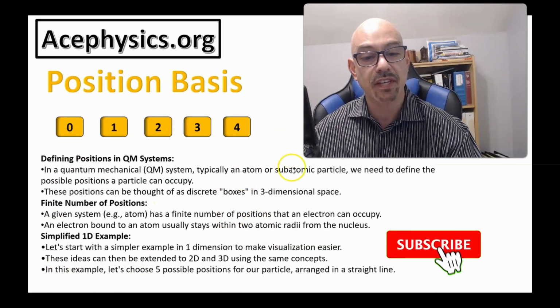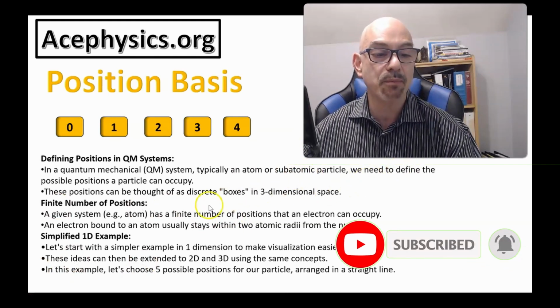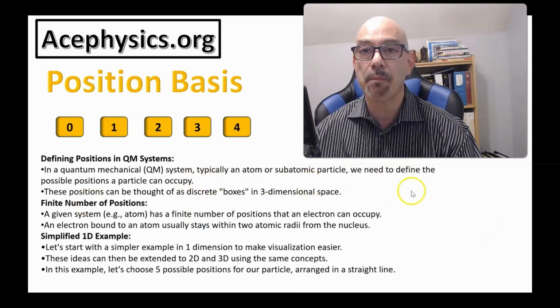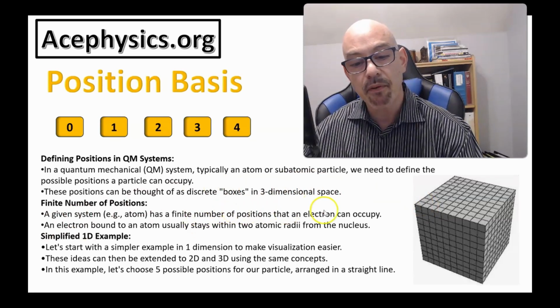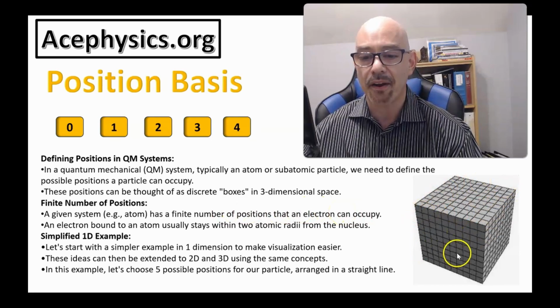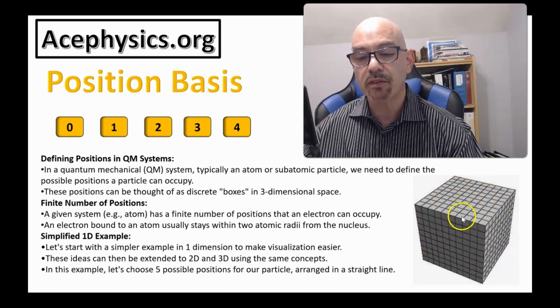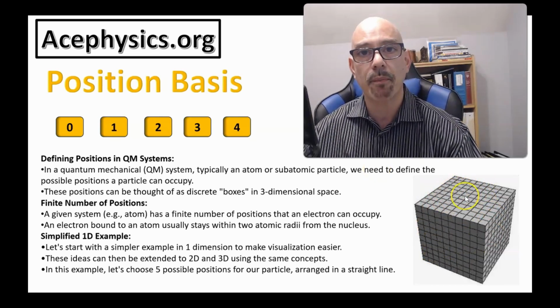In a quantum mechanical system, typically an atom or subatomic particle, one needs to define the possible positions a particle can occupy. These positions can be thought of as discrete boxes in three-dimensional space. A given system has a finite number of positions that an electron can occupy. So for example, let's assume this is an atom. The electron can be in any one of these boxes. If the electron is outside of this region, it's no longer bound to the atom, it has been ionized, it's not part of the quantum mechanical system.